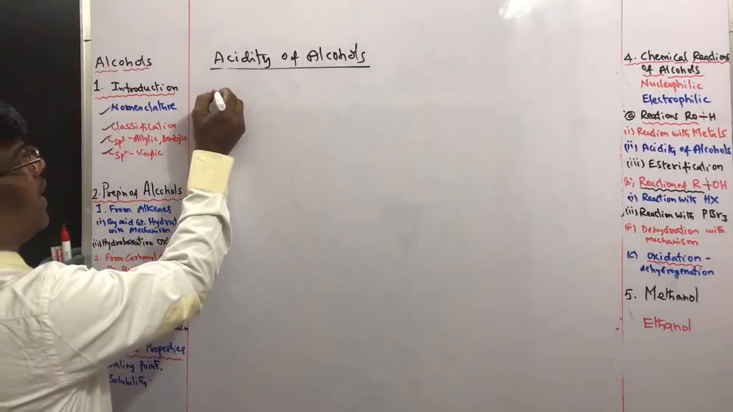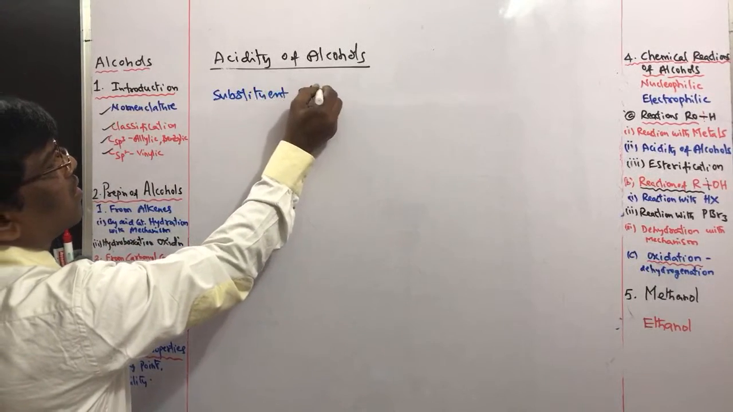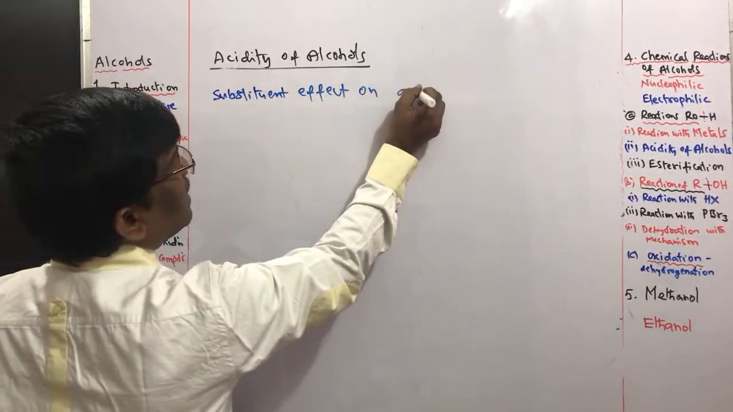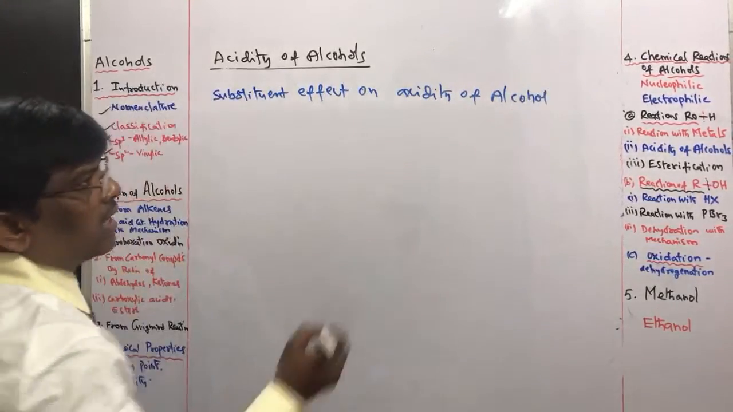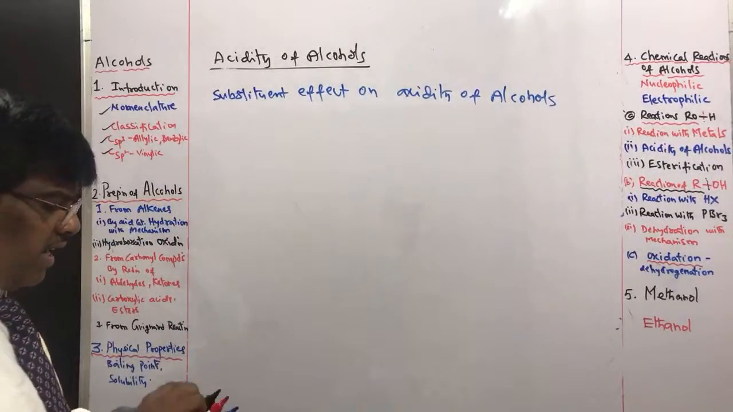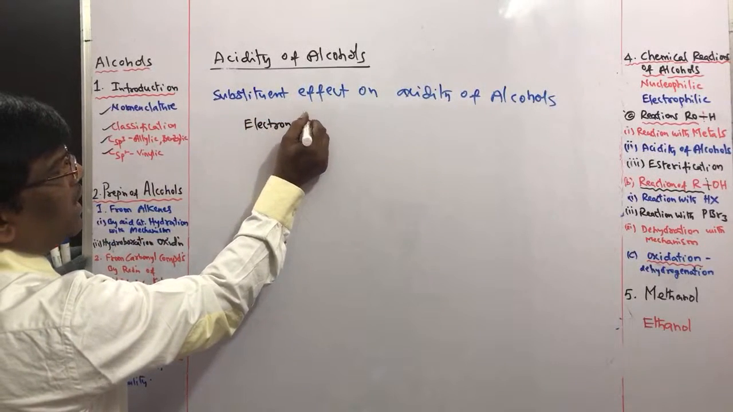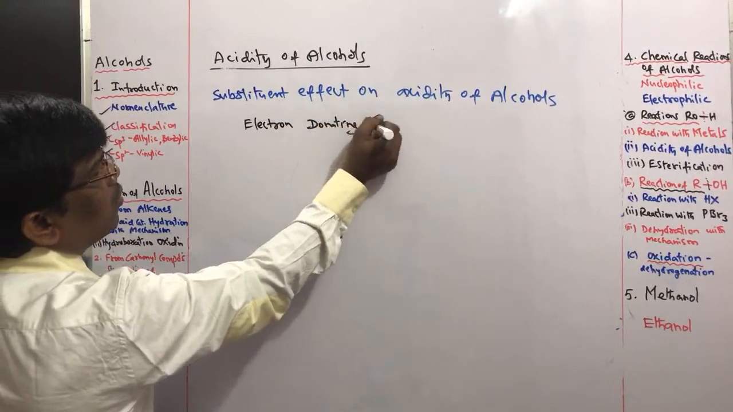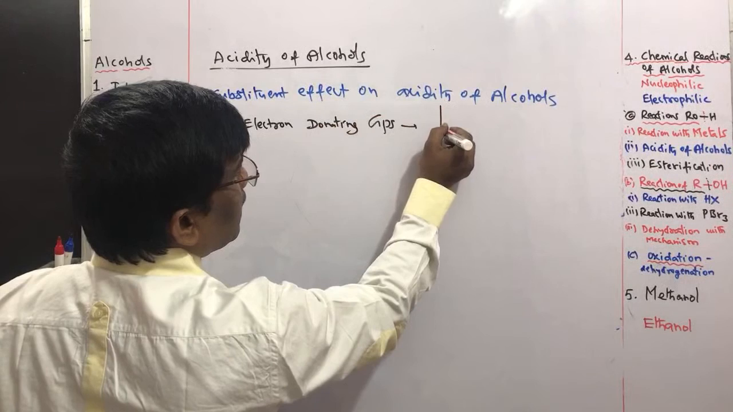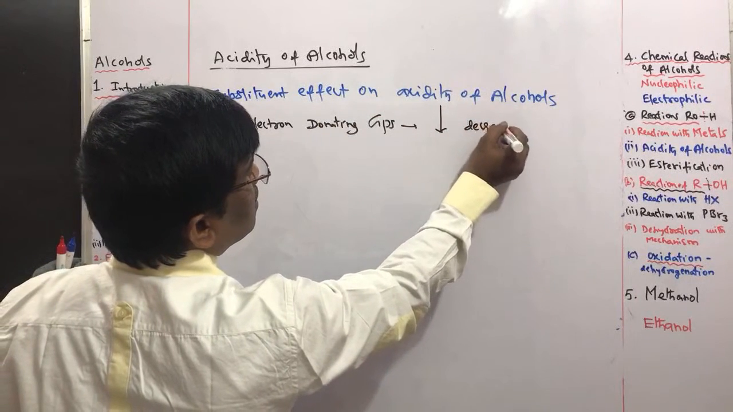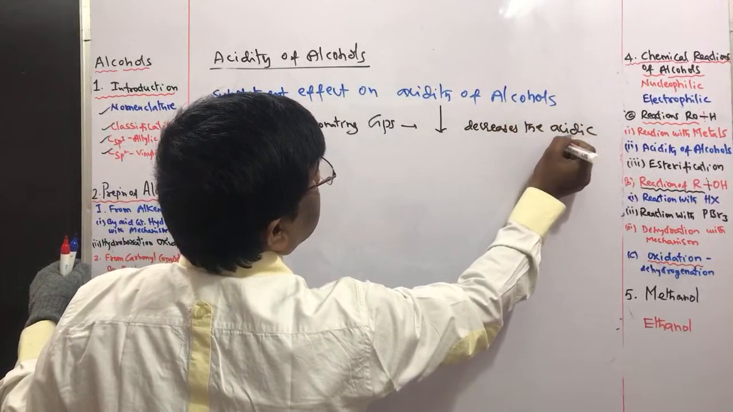So, substituent effect on acidity of alcohols. Yes, students. When it comes to electron donating groups, they decrease the acidic strength.